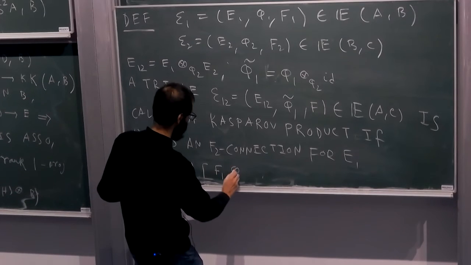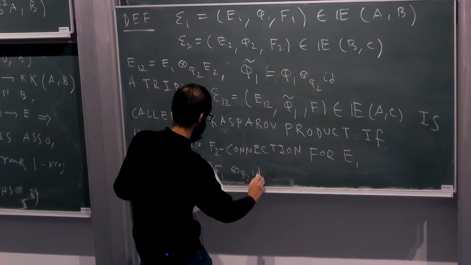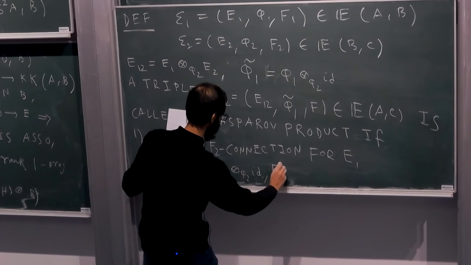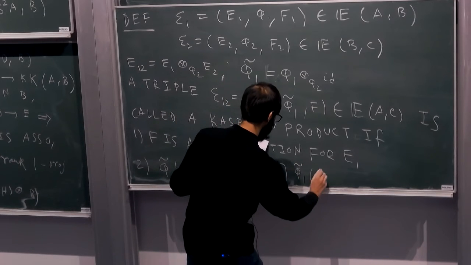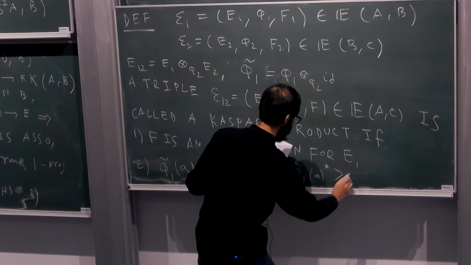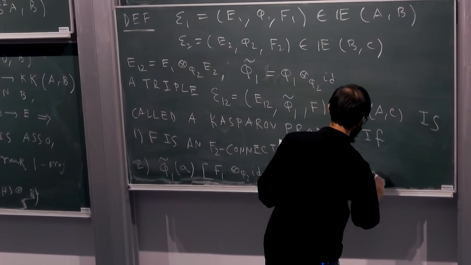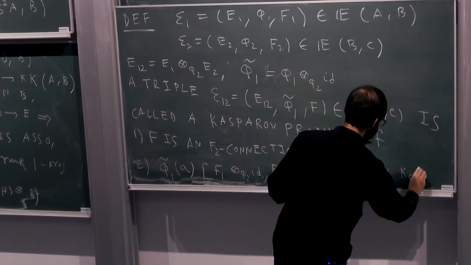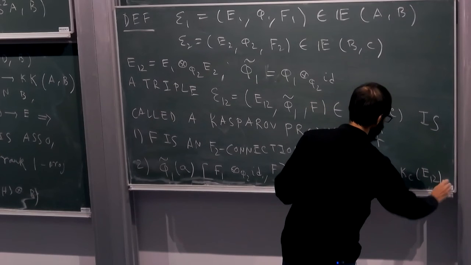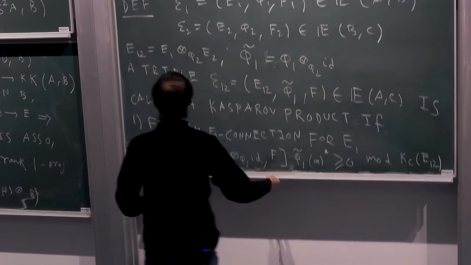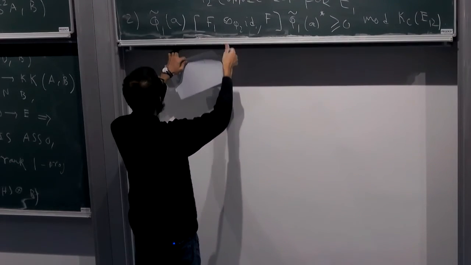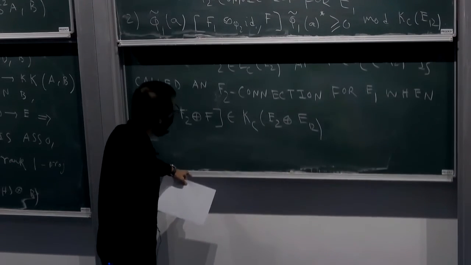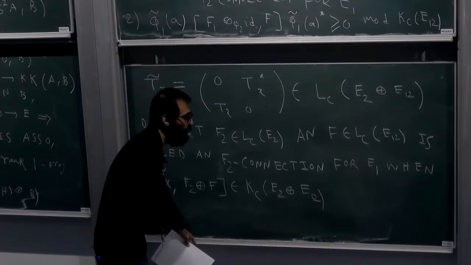So this almost says that with F it's positive but mod compact. So the Kasparov product consists of the triple E12, phi1 tensor identity, and the connection.